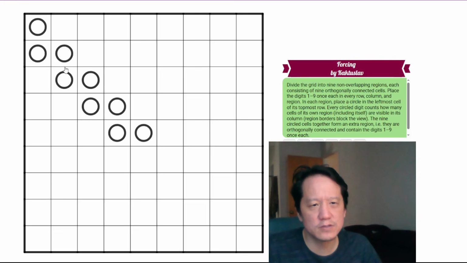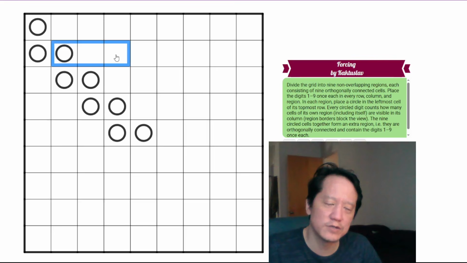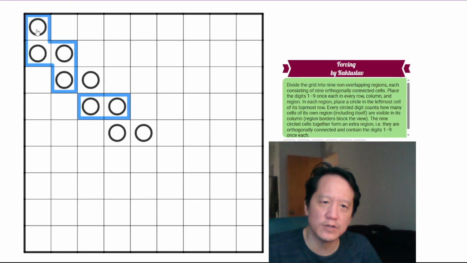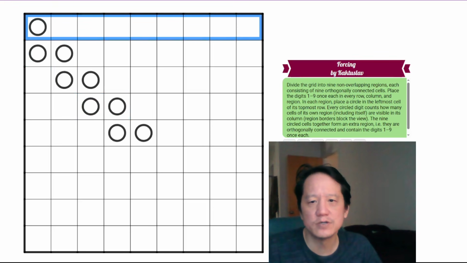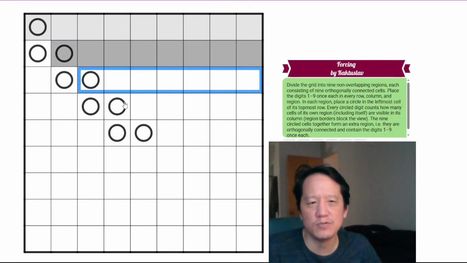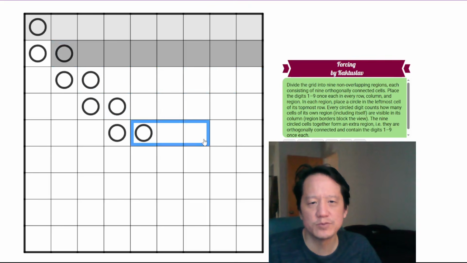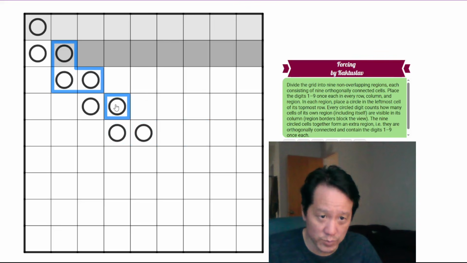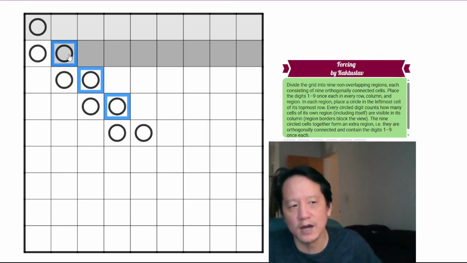Then we have something similar, right? This is the leftmost cell of the topmost row. So this has to go that way. That means none of these cells can be in the top row. So it has to go that way. This would have to go that way. But this would be 1. This would be 1. This would be 1. And this could be many things. But these would have to be 1, which does not work.